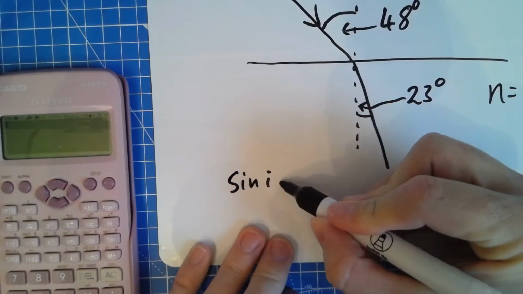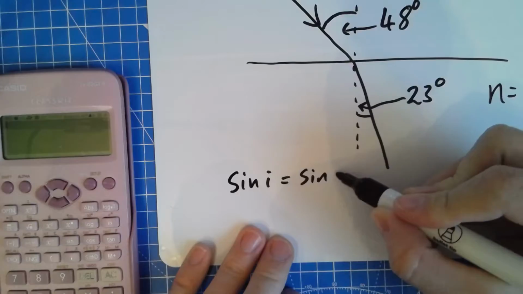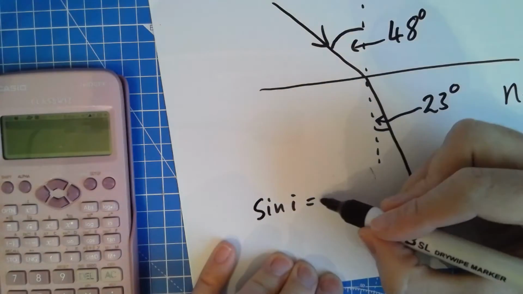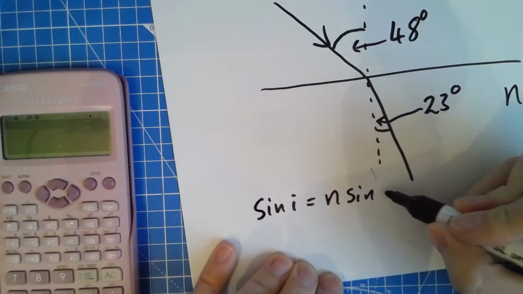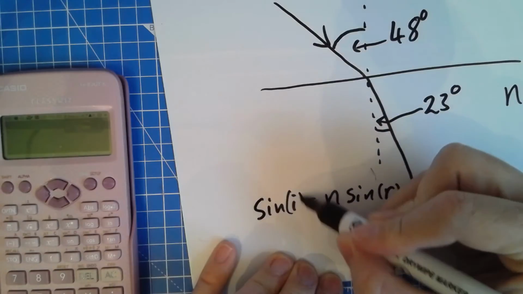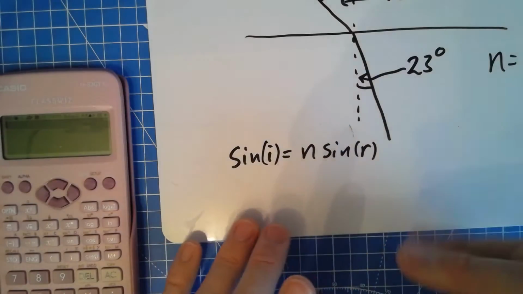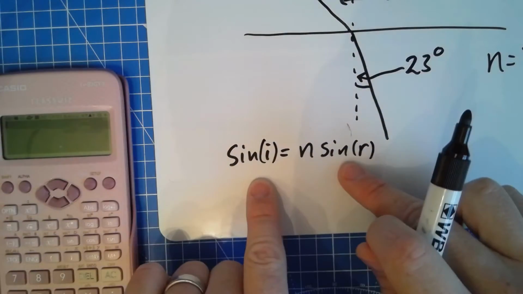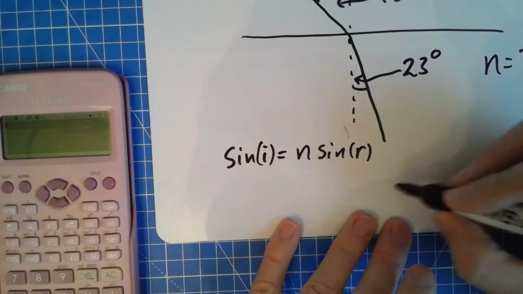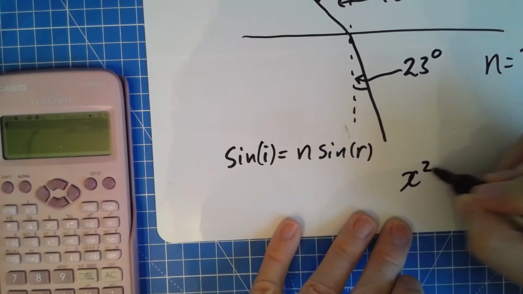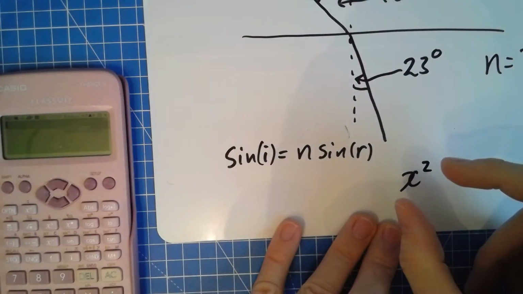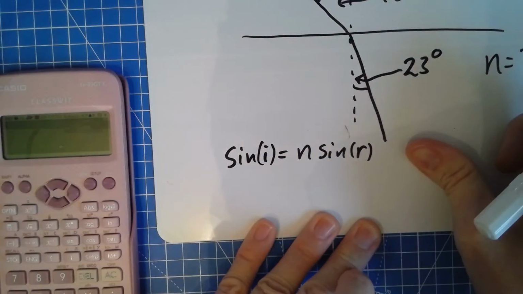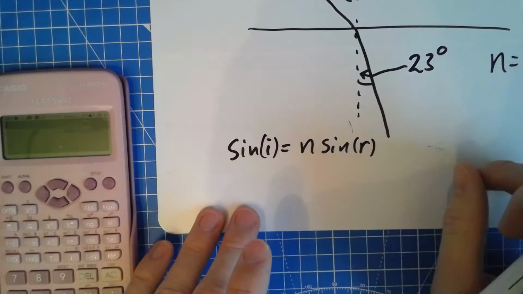Sine I is equal to N sine R, and we should really put these in brackets. Because we find an N, the sine of I and the sine of R come together. Just like if you've got x squared and you're moving that around, you wouldn't move the x and leave the square, so you don't leave the sine over R, and you can't cancel them either.